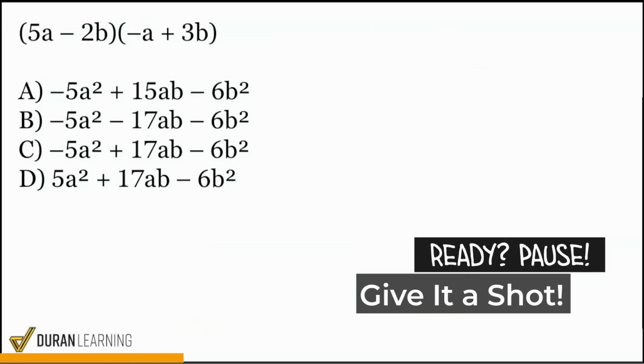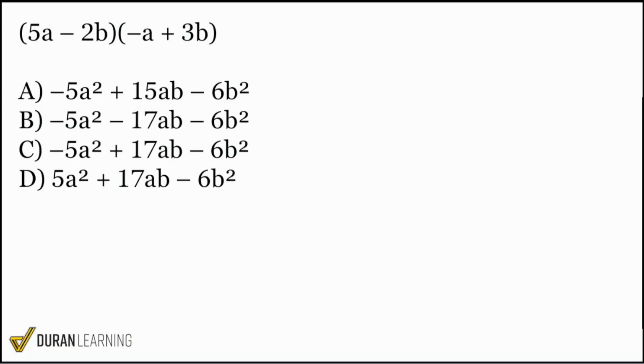And here we go. Let's get to this next practice problem here. We are checking this out, and we have another binomial times a binomial where we have 5a minus 2b multiplied by negative a plus 3b. So we'll take this, again, one step at a time.